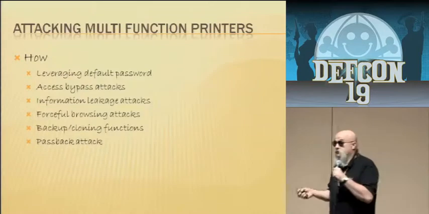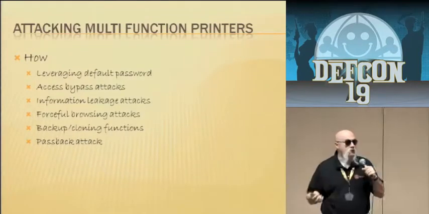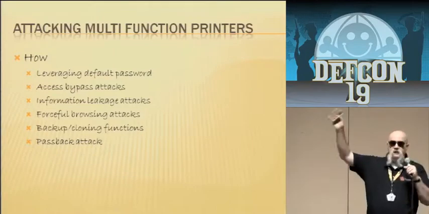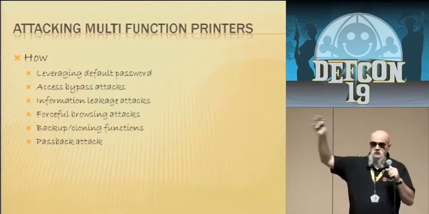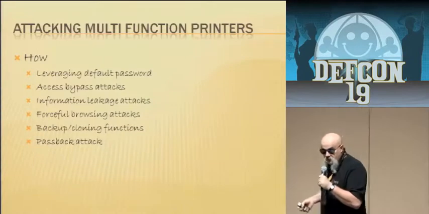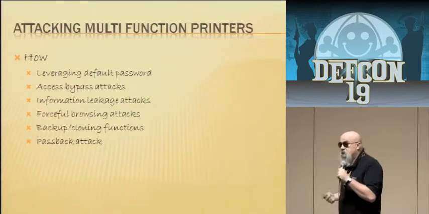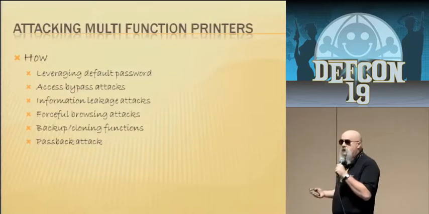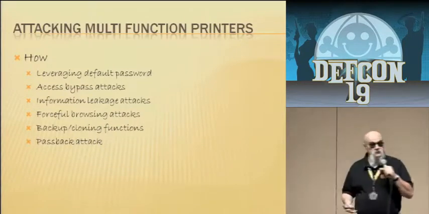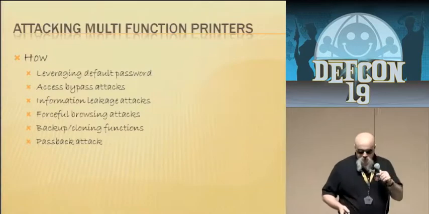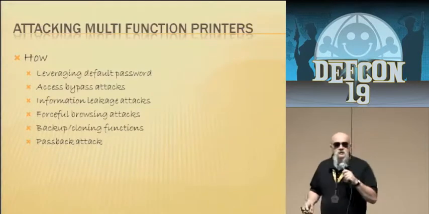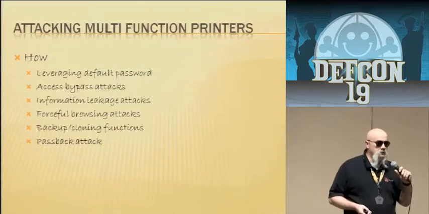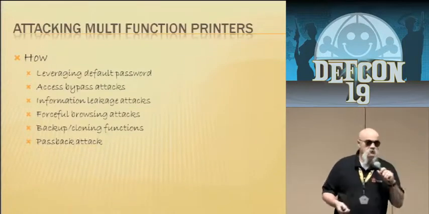So how are we going to do this? Obviously leveraging default passwords to get into the printer to start with. We've seen all the hands that were raised, so we know that no one's changing these passwords. Second is access bypass attacks, and that's an attack against a printer where they have set a password, but you found a way to bypass all the security on the device and gain access to that printer. Third one, information leakages. Once we gain access to that printer, how do we extract some of that data? Do these printers leak that information?